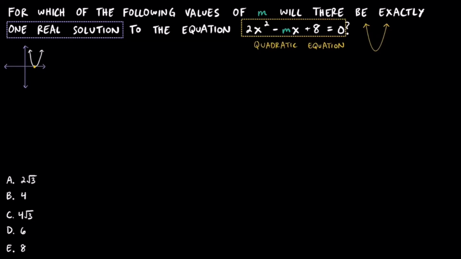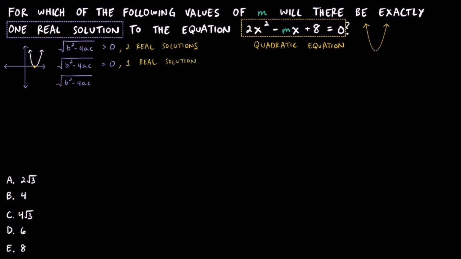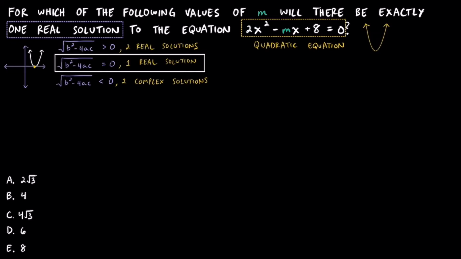Remembering the quadratic formula, there's this part that's the square root of b squared minus 4ac. This part of the quadratic formula is called the discriminant. Now, if the discriminant is greater than 0, we're going to have two real solutions. If it's equal to 0, that means we have one real solution, and if it's less than 0, we know we have two complex or imaginary solutions. Because in this problem we're told that this equation has one real solution, we know that this b squared minus 4ac, or the discriminant, must be equal to 0.